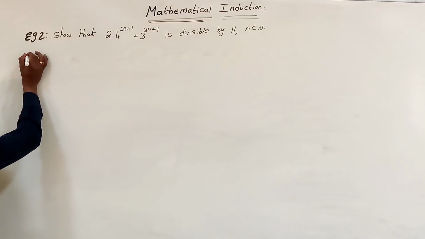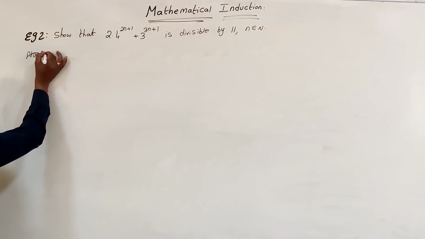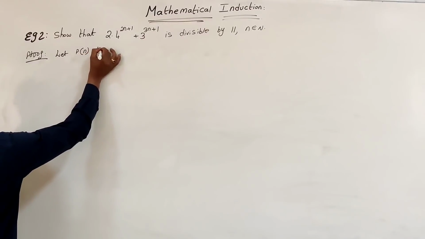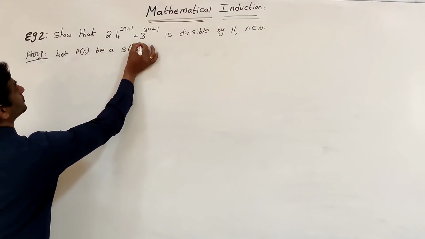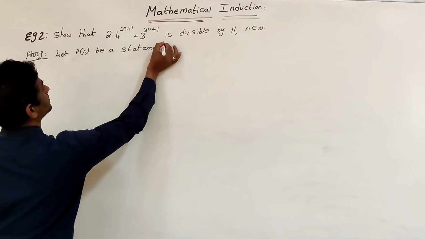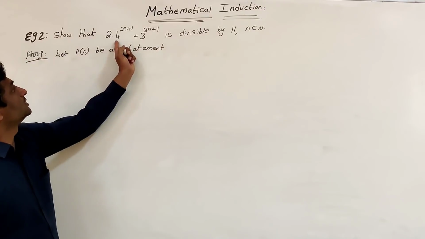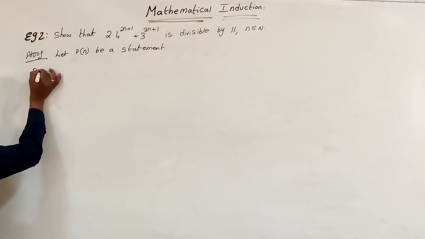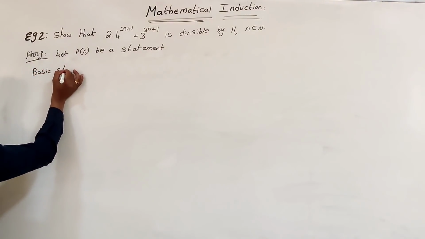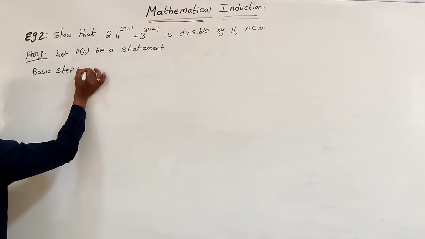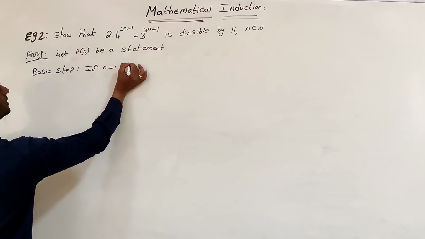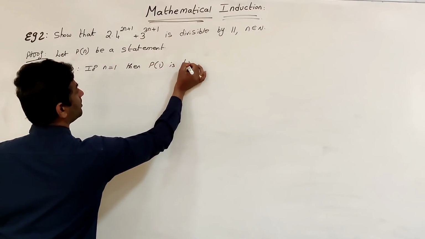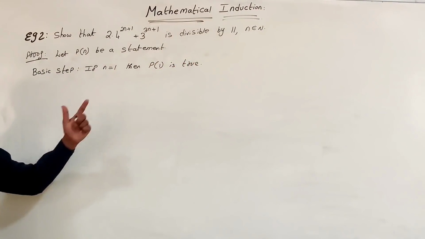We'll see. Let P of n be a statement. So what is our statement? This is divisible by 11. Now basic step, that is, if you put n is equal to 1, then P of 1 is true. It will be true. How? If you substitute, what happens?